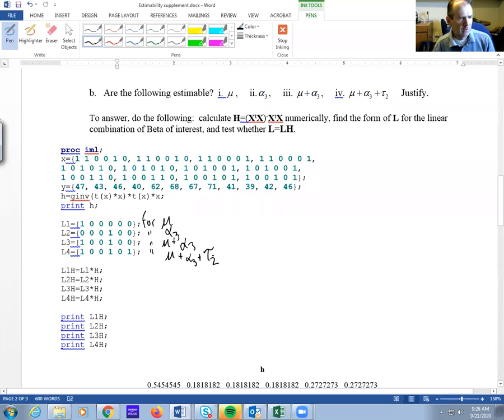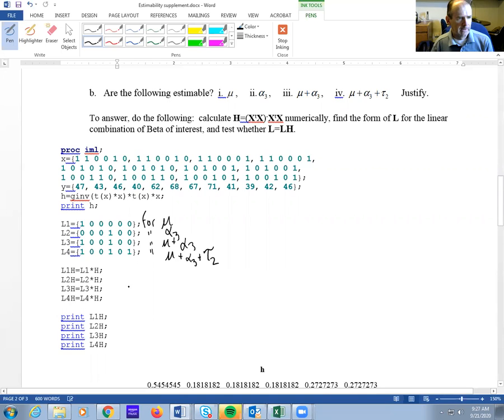So what we do is we enter those 4 possible L vectors, and then we compute L times H and see if it's equal to L. And if it is, then that's estimable, right?